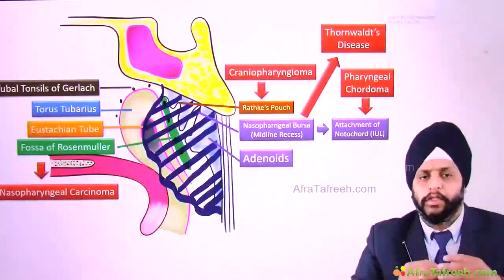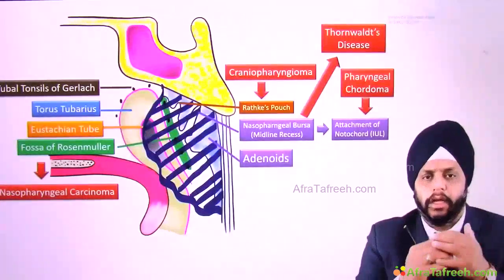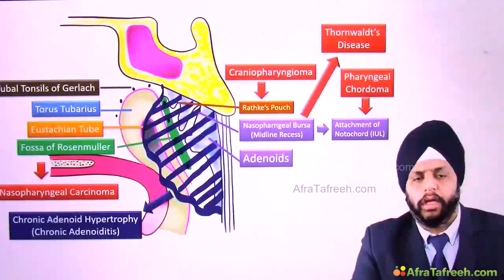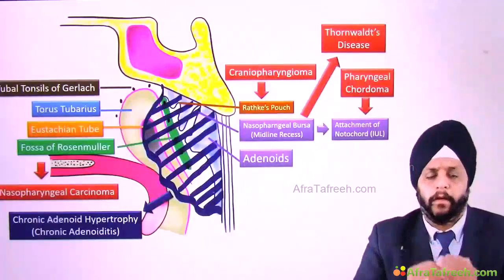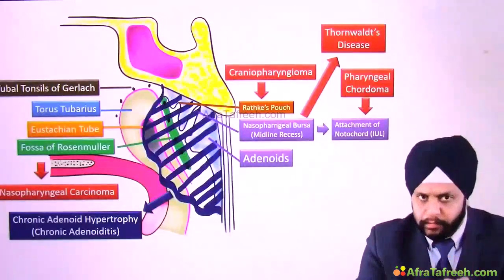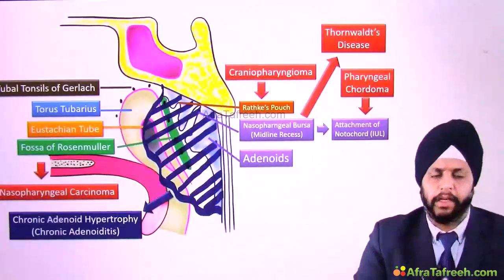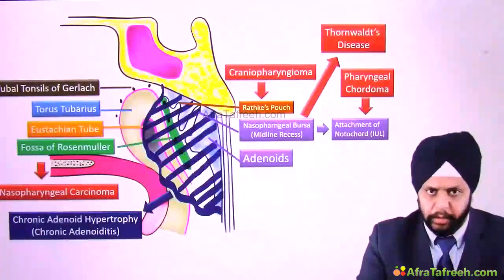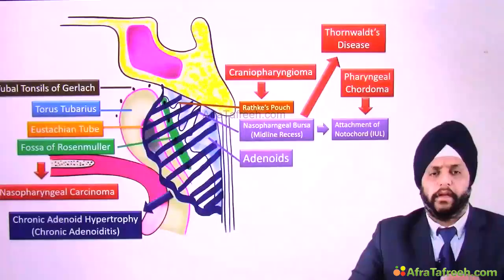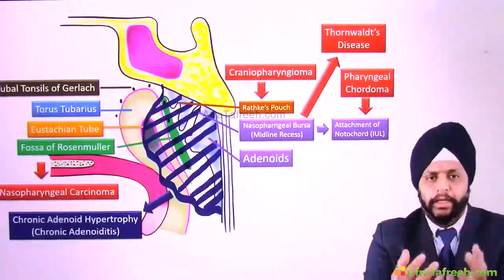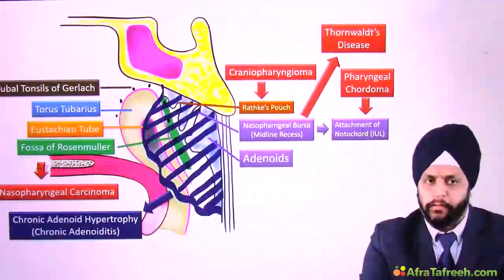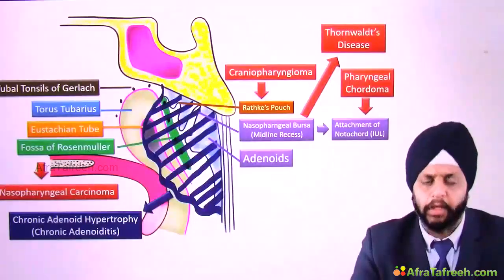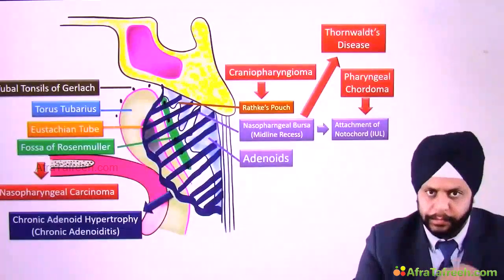Now, this is because of long-standing or chronic inflammation, and we call this condition chronic adenoid hypertrophy or chronic adenoiditis. All right, so we will be studying chronic adenoid hypertrophy or chronic adenoiditis in some time. I just wanted to tell you that these adenoids may grow and may completely block the whole nasopharynx. That condition is known as chronic adenoid hypertrophy or chronic adenoiditis.